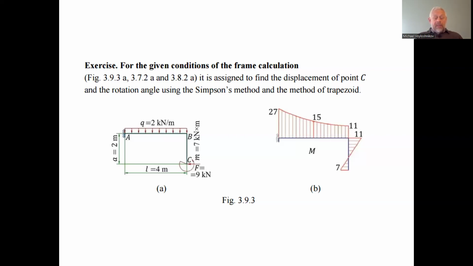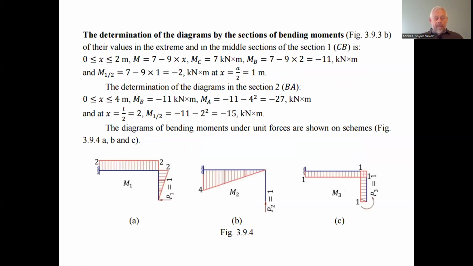Okay, and to find the Mohr integral by use of the Simpson rule or trapezoid rule, we have to have the diagrams of the bending moment of the element of the assigned mechanical system and the action of the unit forces. And for the action of the first force applied leftward to the point C, we have the linear diagram for the BC element of the mechanical system, and the arm is 2, the h of this part of the mechanical system, and the magnitude of the force is 1, so the bending moment is 2.